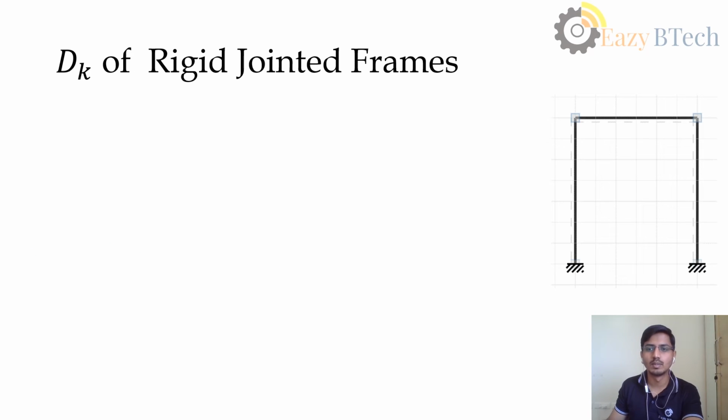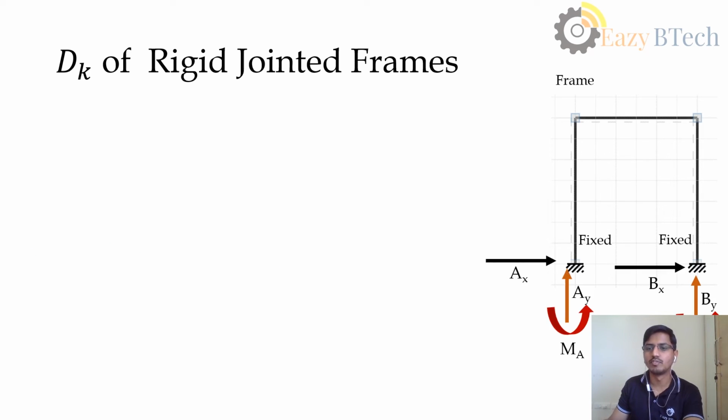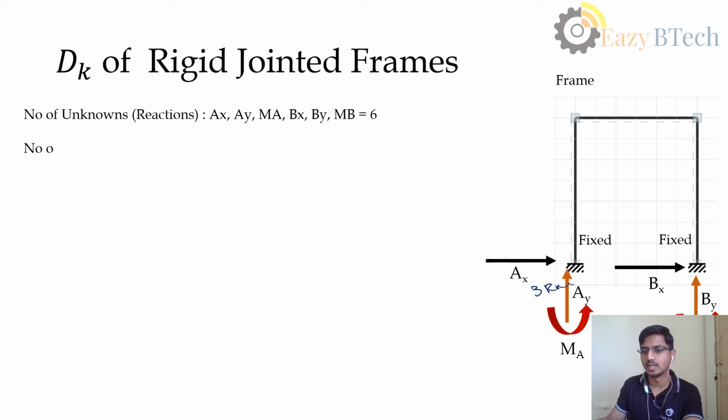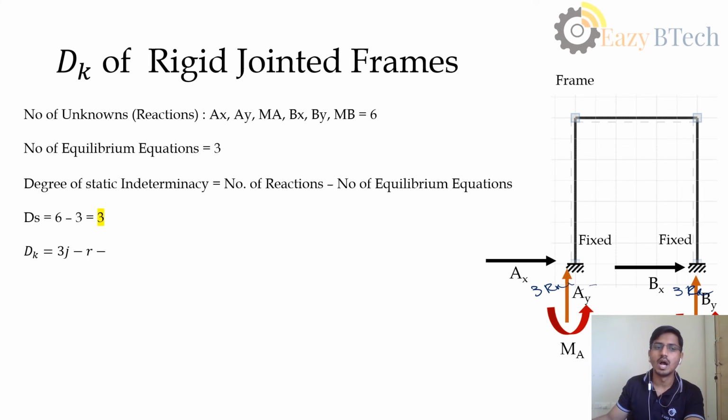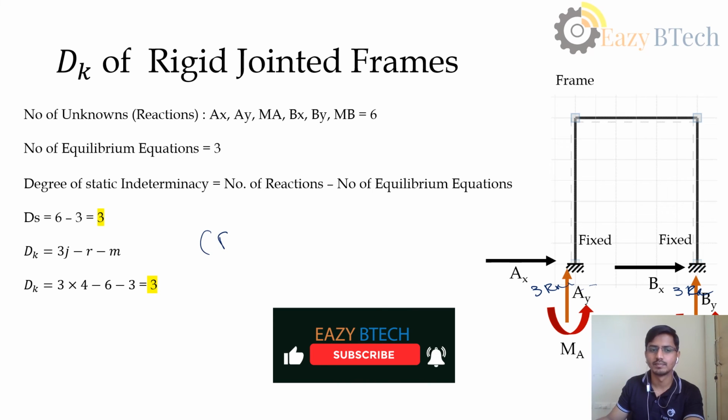Let us see another problem. This is a portal frame. Here we have 3 reactions. Here also we have 3 reactions. The number of reactions is 6. It is statically indeterminate with the degree of 3. And for the kinematic indeterminacy, the same, we assume that it is rigid or inextensible.